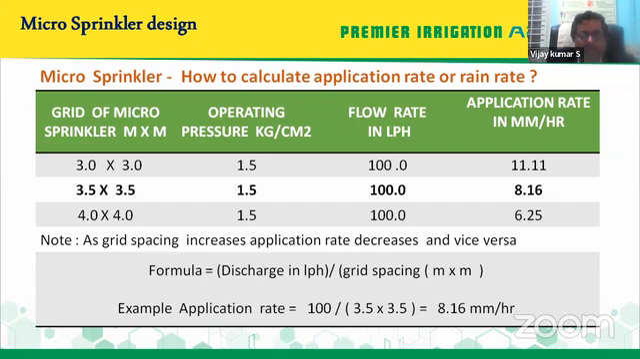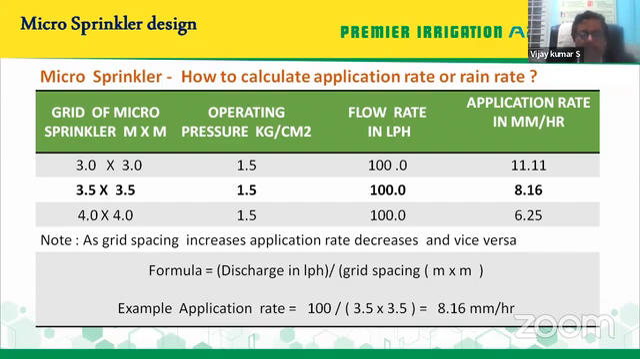So for example, I am just telling you how to calculate. In order to calculate the application rate, there is a very simple formula. The formula to calculate the application rate is: take the discharge of the sprinkler in liters per hour and divide it by the grid spacing. So here, for example, I have taken the discharge of my micro sprinkler as around 100 liters per hour, and the grid spacing is 3.5 by 3.5. If I do the calculation, I will get 8.16 millimeters per hour.